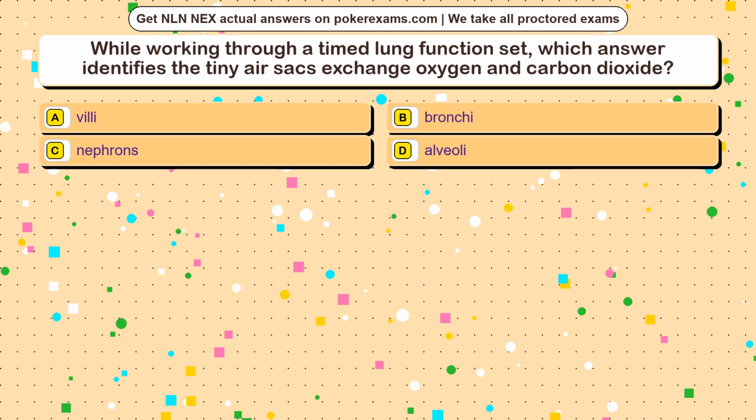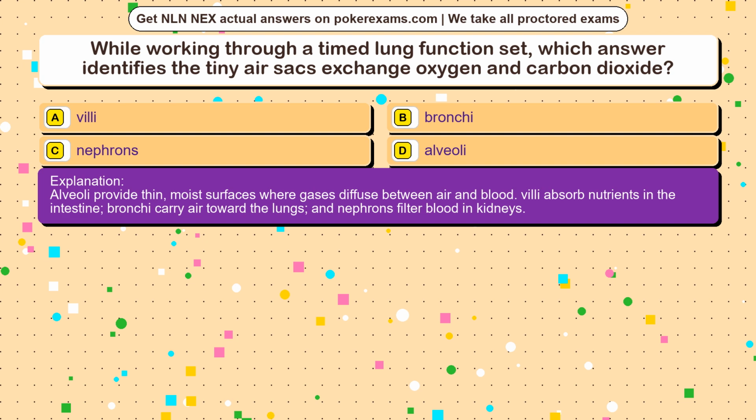The correct answer is option D. Alveoli provide thin, moist surfaces where gases diffuse between air and blood. Villi absorb nutrients in the intestine, bronchi carry air toward the lungs, and nephrons filter blood in kidneys.